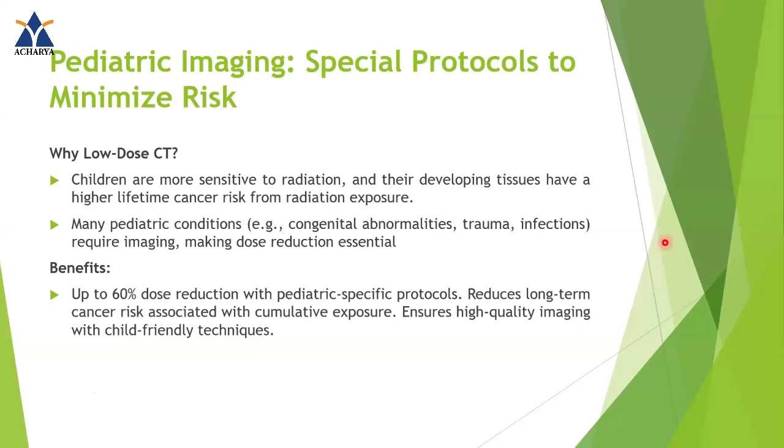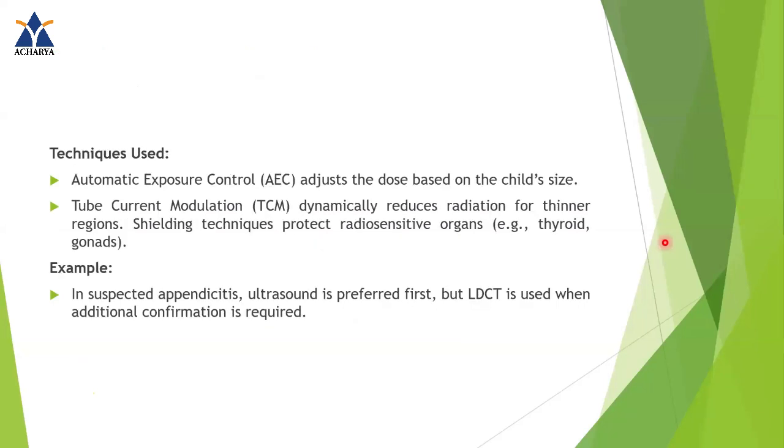But there are a few conditions where the CT scan needs to be performed, like congenital abnormalities, trauma, or infections present in the lung or abdomen. During such situations, the dose reduction technique should be used, which is very essential. Benefits are that up to 60% of the radiation given to the pediatric patient can be reduced by pediatric specific protocols, which also reduces the cumulative exposure and the cancer risk associated with it, whether by one exposure or multiple exposures, while maintaining high quality images.